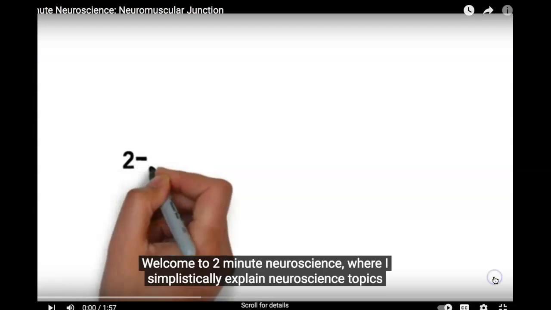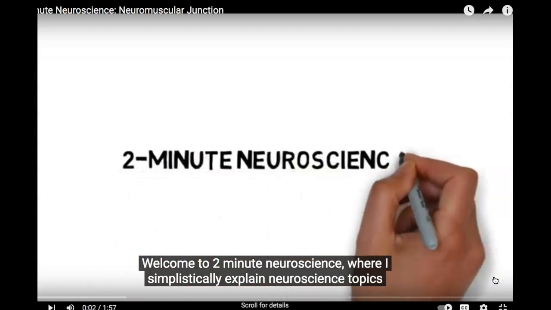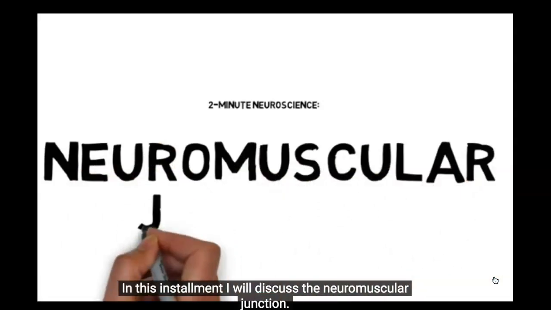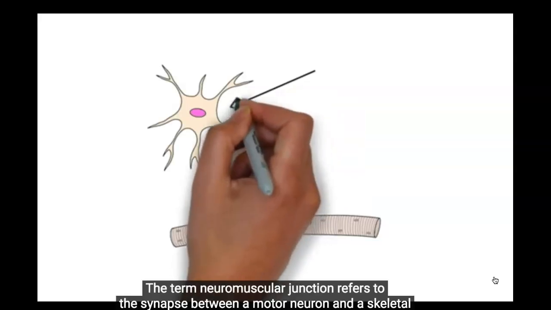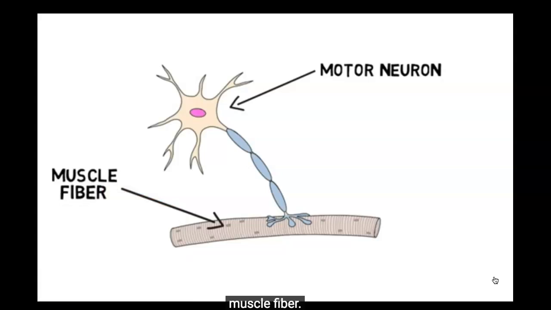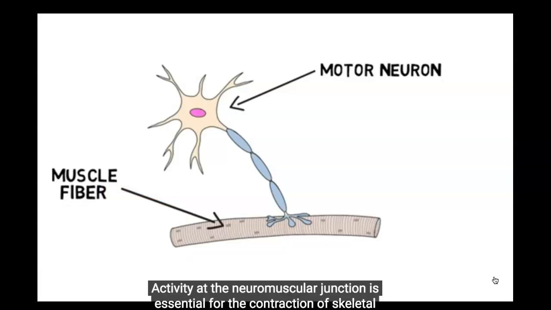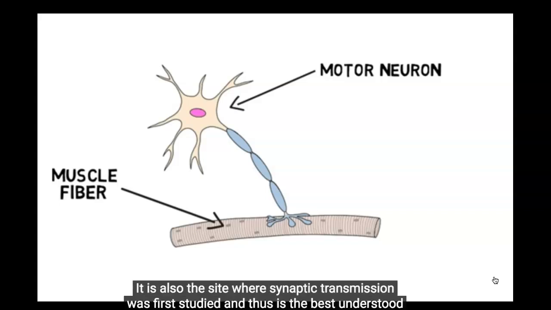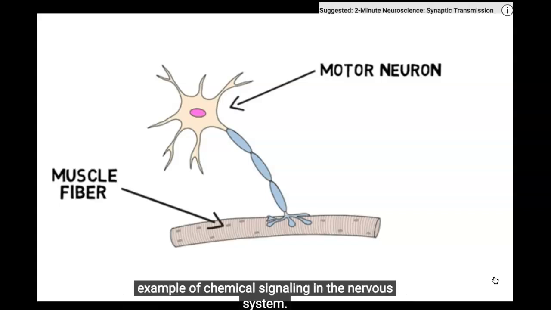Welcome to 2-Minute Neuroscience, where I simplistically explain neuroscience topics in 2 minutes or less. In this installment, I will discuss the neuromuscular junction. The term neuromuscular junction refers to the synapse between a motor neuron and a skeletal muscle fiber. Activity at the neuromuscular junction is essential for the contraction of skeletal muscle to occur, and even just to keep muscles from atrophying. It is also the site where synaptic transmission was first studied, and thus is the best understood example of chemical signaling in the nervous system.